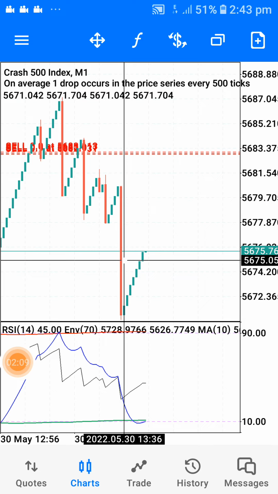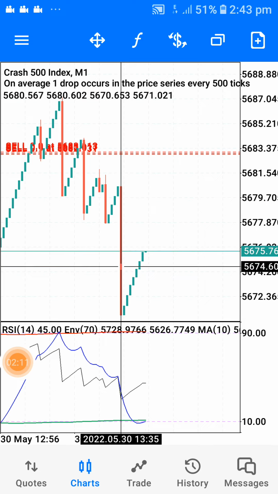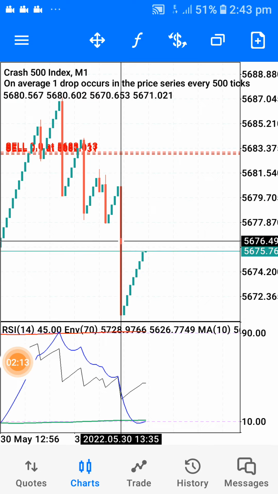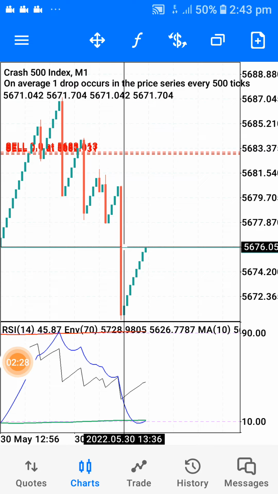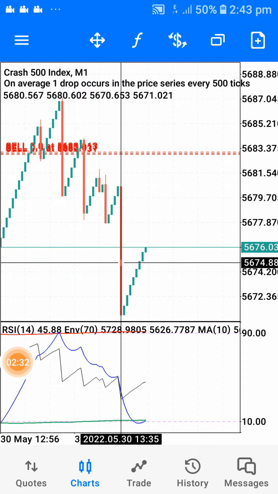When it comes to crash, your target should be sell. If you're doing a boom, your target should be buy. That's how I run, because I love the spike. I love catching the spike. So whenever I open the crash market, my target is always the spike, and I want to sell.